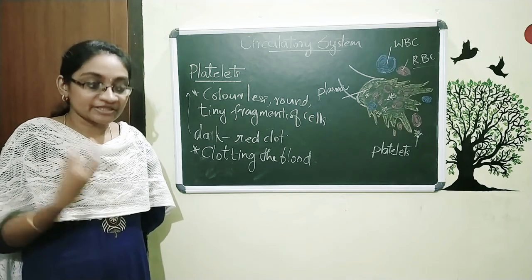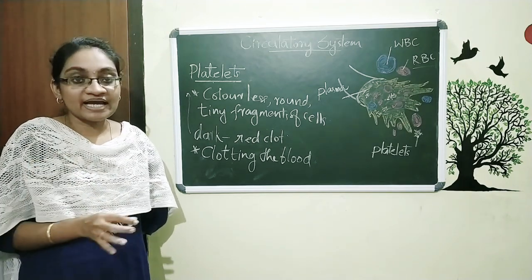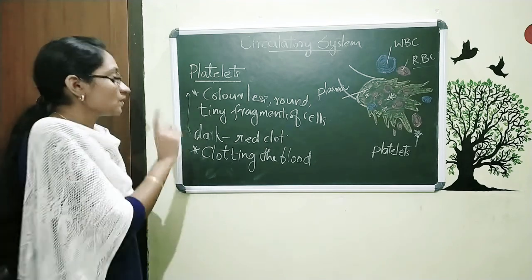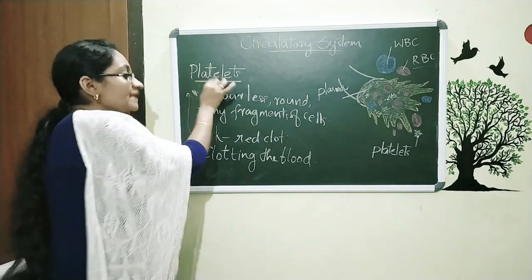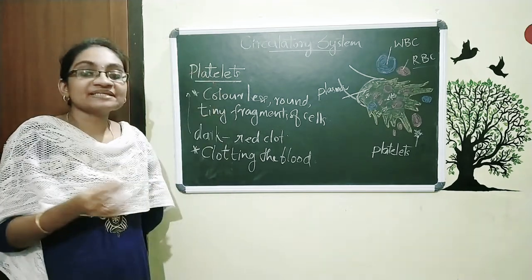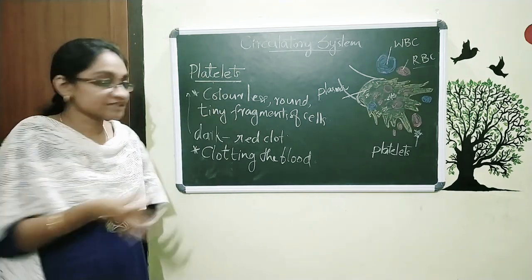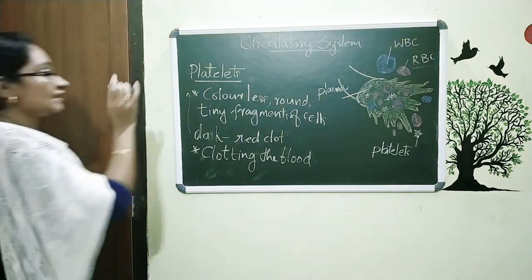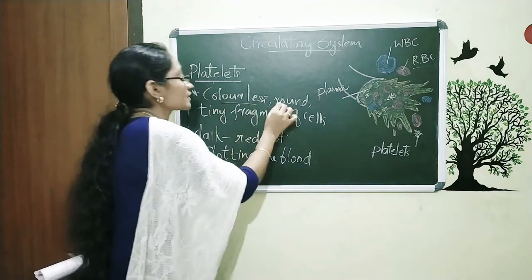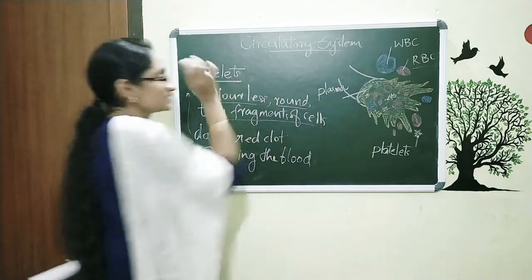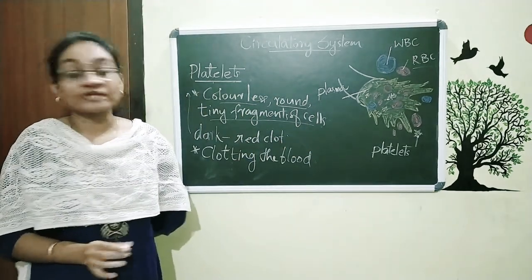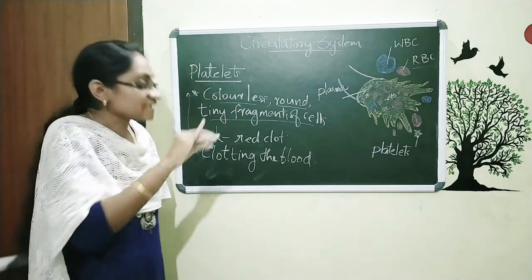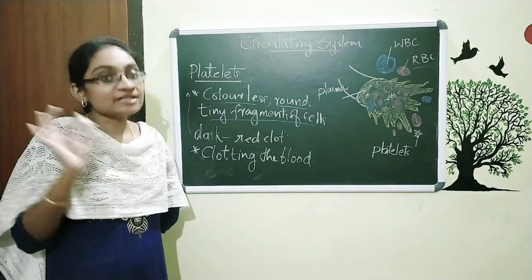If there were no platelets, what would happen? The blood would continuously flow out of our body, and we would die because of the loss of blood. So when we get a wound, the platelets act and the blood clots, and we are protected from blood loss. Remember, platelets are colorless, round, tiny fragments of cells. Also, in your textbook you can see a diagram. Please identify the plasma, platelets, WBC and RBC.